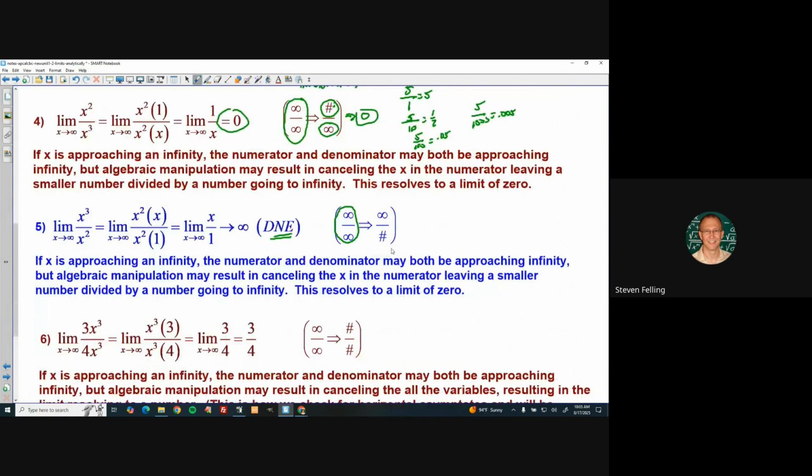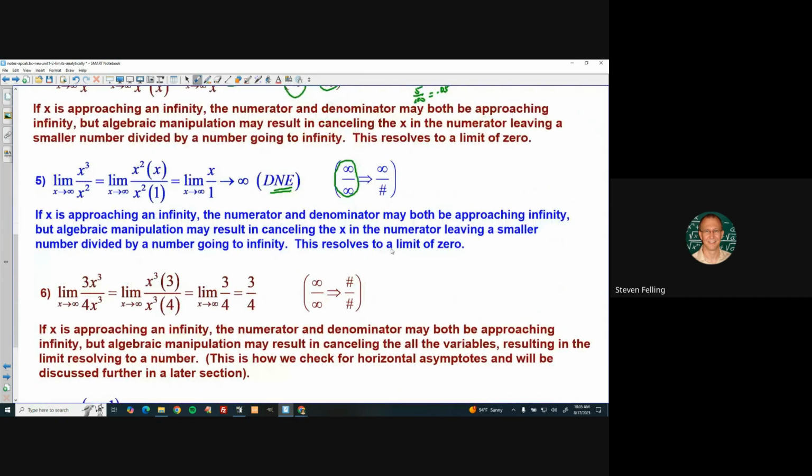Okay? And the last case here is if you have limit as x approaches infinity of, say, 3x cubed over 4x cubed. If you factor out the x cubed, then you just get a constant. Limit as x approaches infinity of 3/4. There's no place to plug in the x, so it's simply equal to 3/4. And that means that infinity over infinity could be a number over a number, which is simply a number.